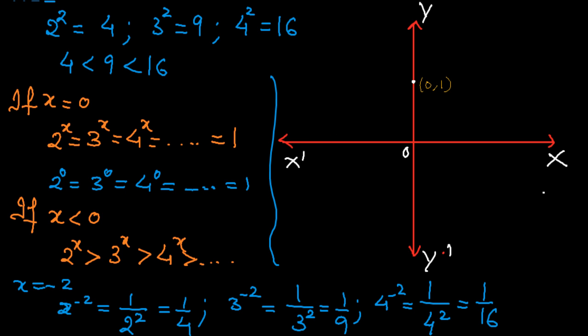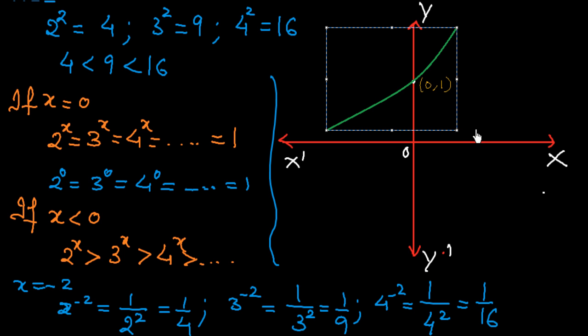So we see what happens now. This is our y is equal to 4 power x. Here also I am writing y is equal to 4 power x. Just a moment. This is y is equal to 4 power x.